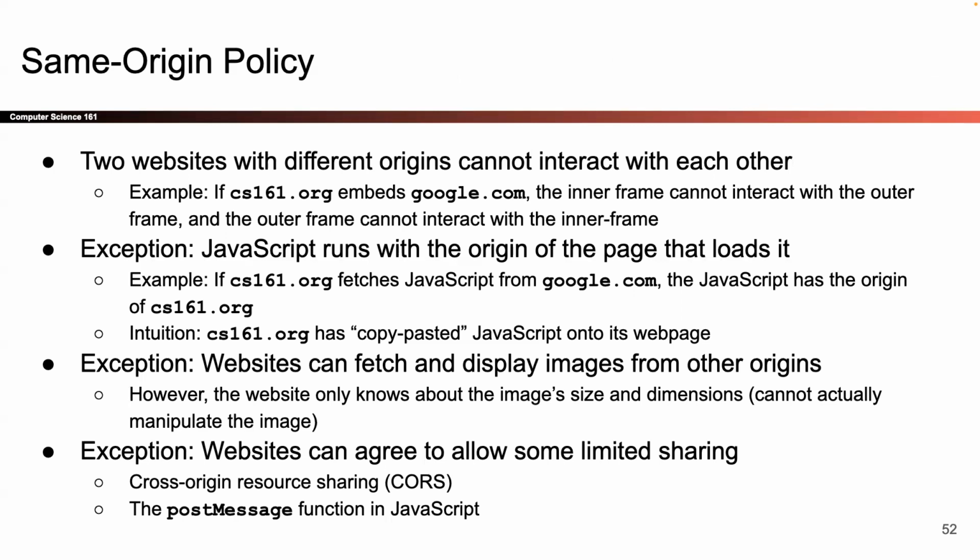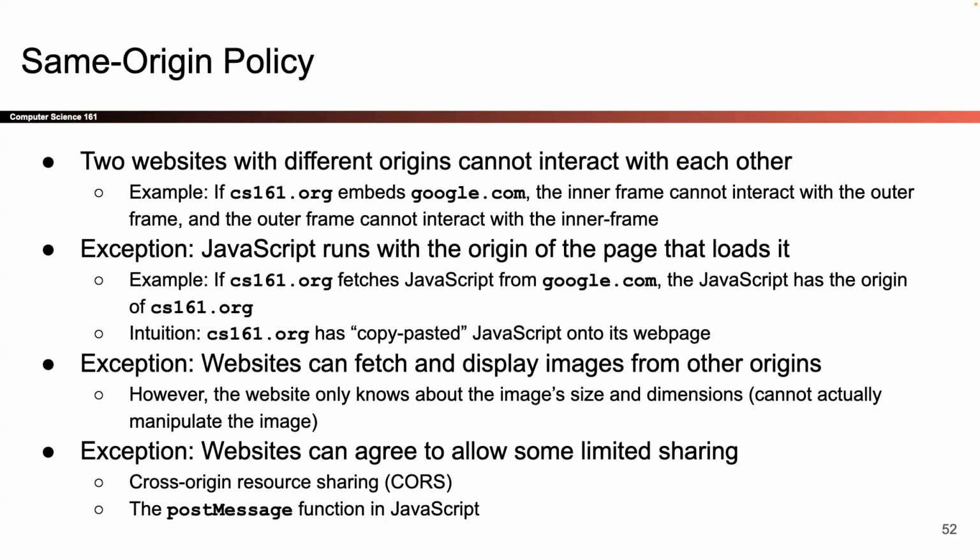Turns out this happens pretty often in real life. Instead of writing all the JavaScript yourself, you might want to import JavaScript from someone else. And if you want to do that, same origin policy says that's okay. You can read that JavaScript from someone else and use it yourself. And from now on, that JavaScript on your webpage belongs to you. Okay, that's one of the exceptions.